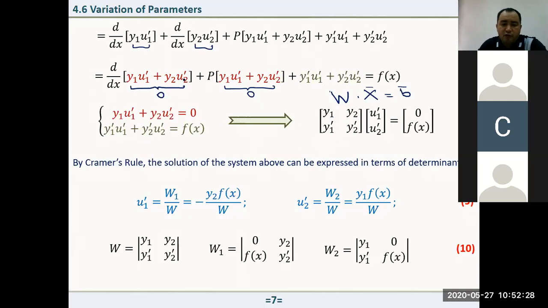Now, if we have a third order linear differential equation with constant coefficients, at that time we will have a 3 by 3 matrix here. y sub 1, y sub 2, y sub 3, y sub 1 prime, y sub 2 prime, y sub 3 prime, and here we have y sub 1 double prime, y sub 2 double prime, y sub 3 double prime. And here we have 3 functions.